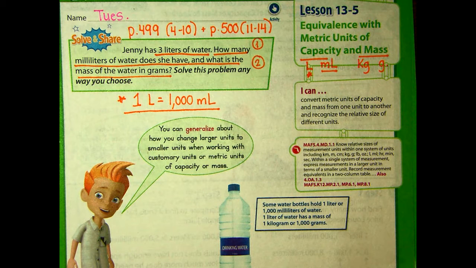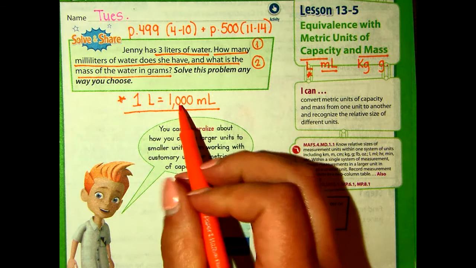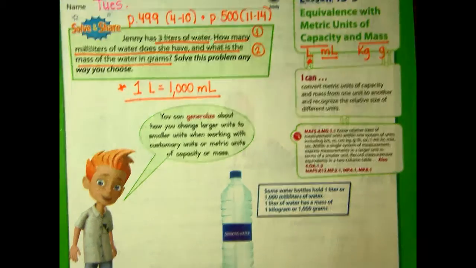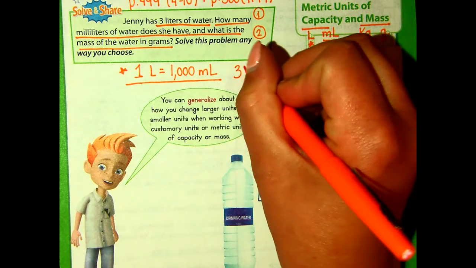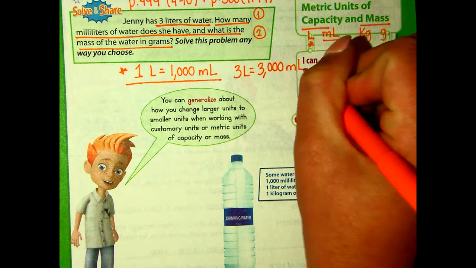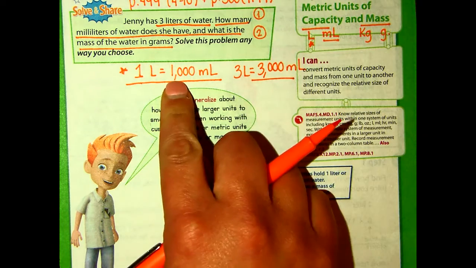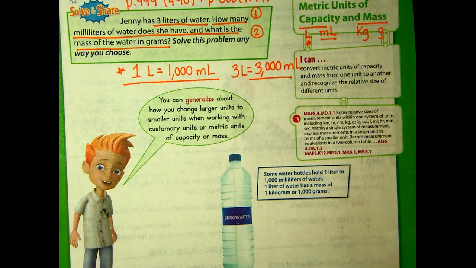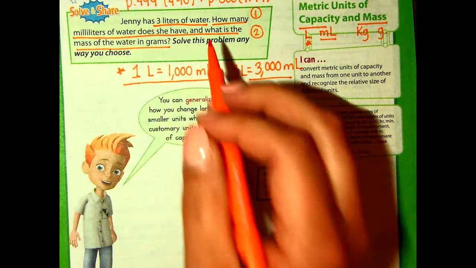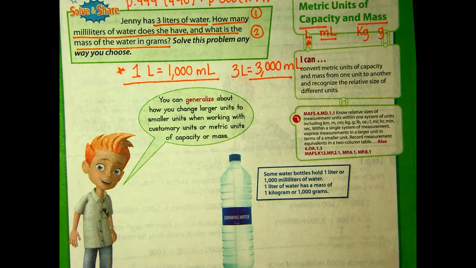Well, let's start with the capacity, so referring to the conversion of liters to milliliters, and knowing that there are 1,000 milliliters in 1 liter. So let's take a look. If we have 3 liters, then obviously we're going to have 3,000 milliliters, because we're going to multiply by 1,000. So that answers the first part of our question. She has 3,000 milliliters. But now, what about the second part? What is the mass in grams?